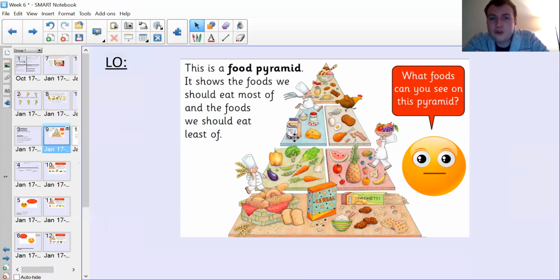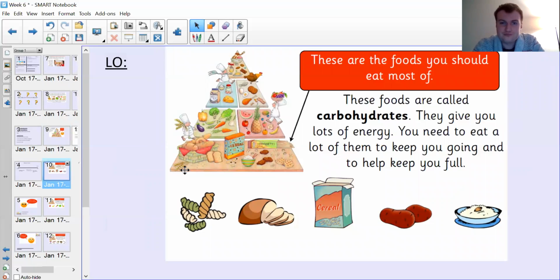Up here, we've got milk, we've got cheese, we've got eggs, we've got chicken, fish. And right up here, the little ones we eat, and I know this will make a lot of you sad, but the things we should eat the least of is things like chocolate, cookies, ice cream. I know how much you guys love ice cream, and sweets, okay? They're the things you should eat the littlest of, all right?